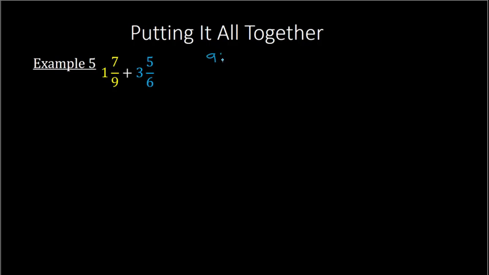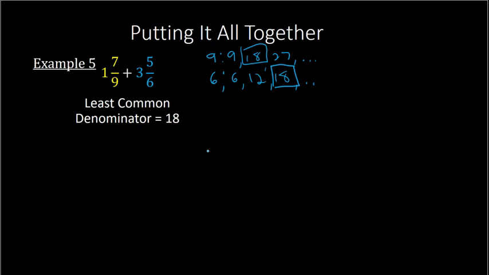Multiples of 9 would be 9, 18, 27, etc. Multiples of 6 would be 6, 12, 18, etc. So notice they both have a least common multiple of 18. So our least common denominator would be 18. So what we do is we look at the 7/9 and the 5/6, just the fraction part, and rewrite just that part as something over 18.